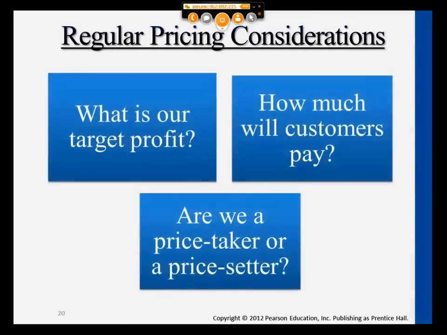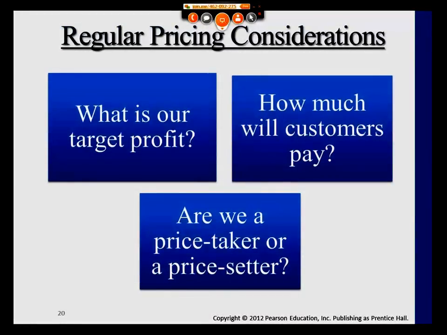All right. So our managers are going to always start with 3 basic questions, which are what is our target profit, how much will customers pay, and are we a price taker or a price setter? So with the first question, what is our target profit, we're going to want to understand how is this affecting our stockholders.